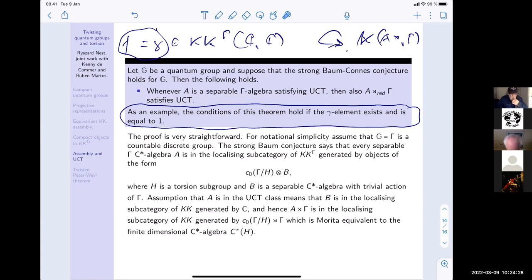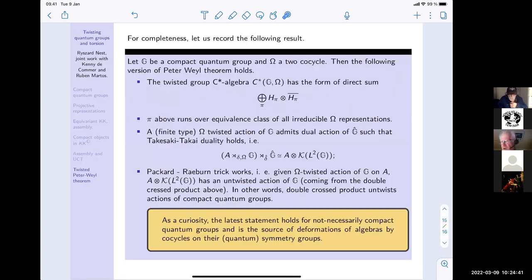Okay, so just to round up. We were talking about these projective representations, this twisted compact quantum group. So there is a Peter-Weyl theorem in this case, the so-called twisted Peter-Weyl theorem. Remember when we started with a compact quantum group and a cocycle, and now it does not have to be amenable. The corresponding group C-star algebra should be of finite type. Then the corresponding twisted group C-star algebra has the well-known form: a direct sum of irreducible representations of H tensor H dual.